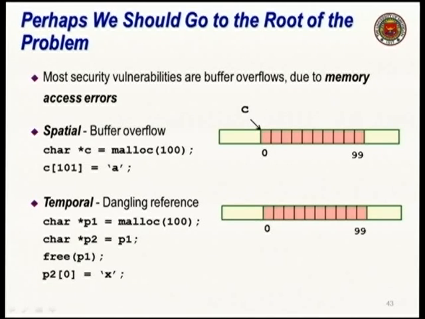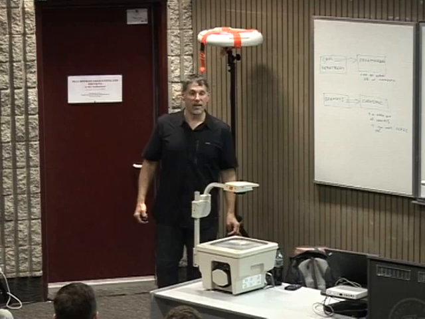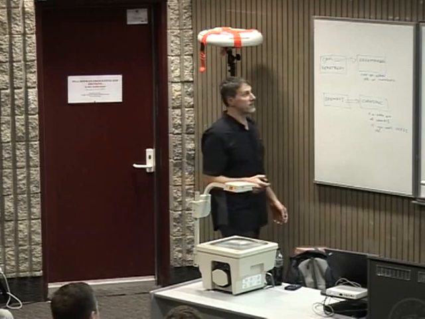All right. So perhaps we should go to the root of the problem. What is the root of the problem? It's that buffer overflow. A lot of people advocate going to safe languages. Safe languages eliminate these two basic problems. The spatial buffer overflow is where you have some array variable and, through a bug in the program, you have the ability to overwrite past the end of it. C allows this. C++ allows this. Java doesn't. Python doesn't. Ruby doesn't. There's no way to overwrite the end of an array in Ruby unless there's a bug in the underlying implementation.